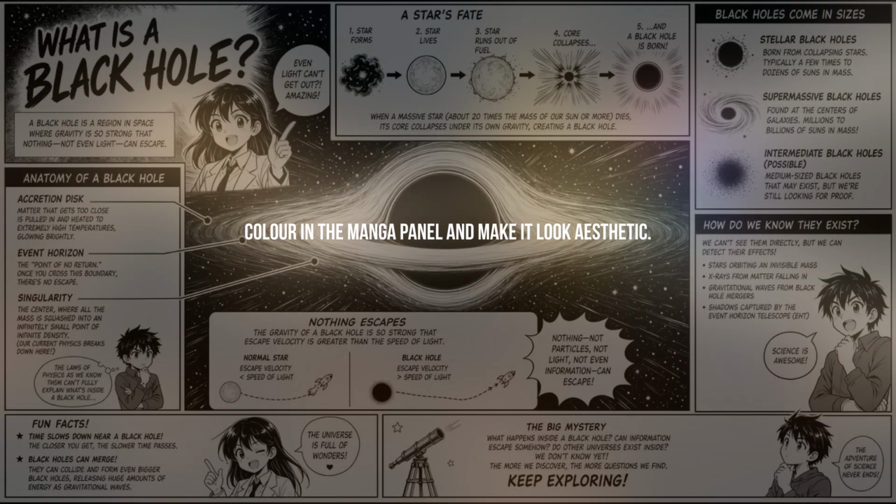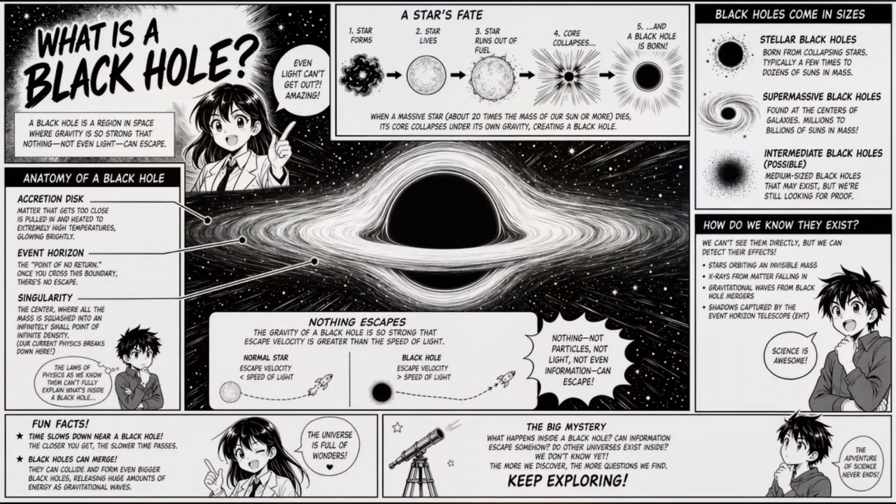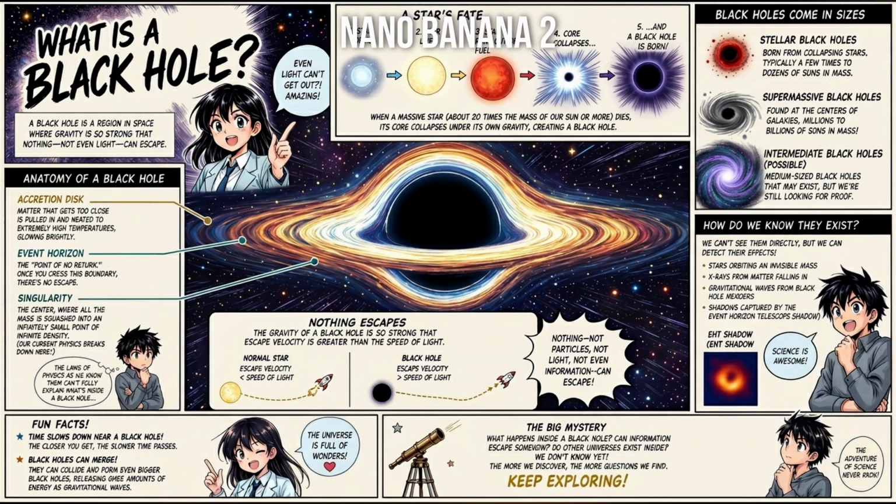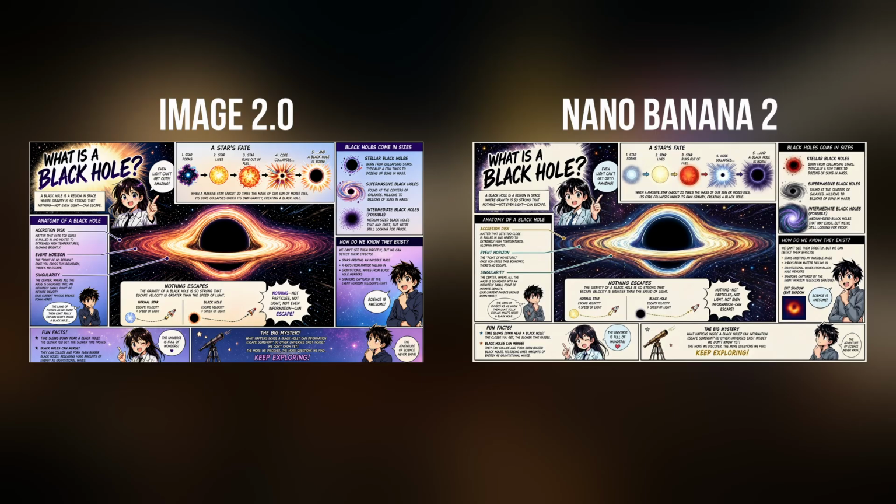For coloring a manga panel, here is the prompt. Image 2 produces more aesthetic and appealing colors, but slightly changes the framing, while Nano Banana 2 keeps the original framing but looks more dull. With better prompting, Image 2 is the stronger option. I would choose Image 2 for final visuals, where color matters more, and only use Nano Banana 2 if keeping the exact composition is critical.